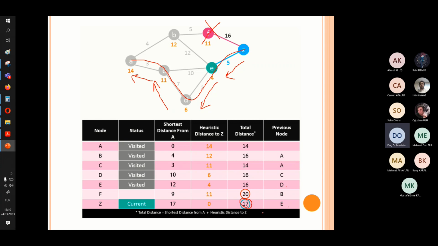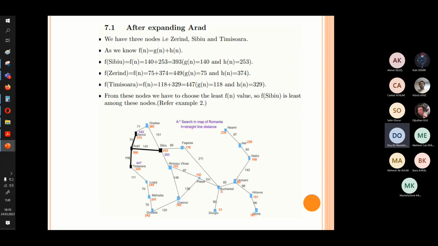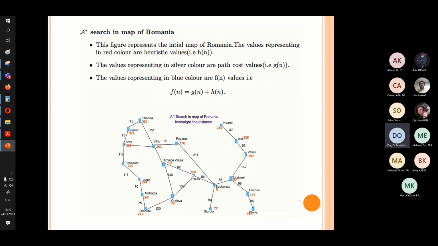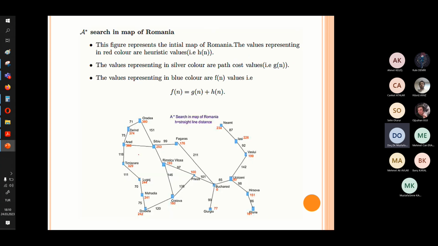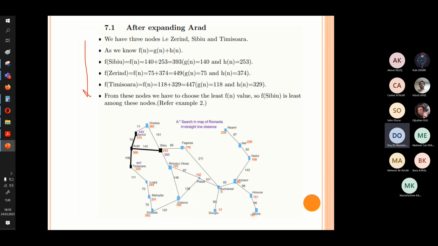That is the A-star algorithm. Now, I think you got the idea. Now it is time to solve another problem with the A-star algorithm, which is more complicated than this one. Rather than using a table, we will be writing down everything while solving the problem, okay? We will be writing like this.